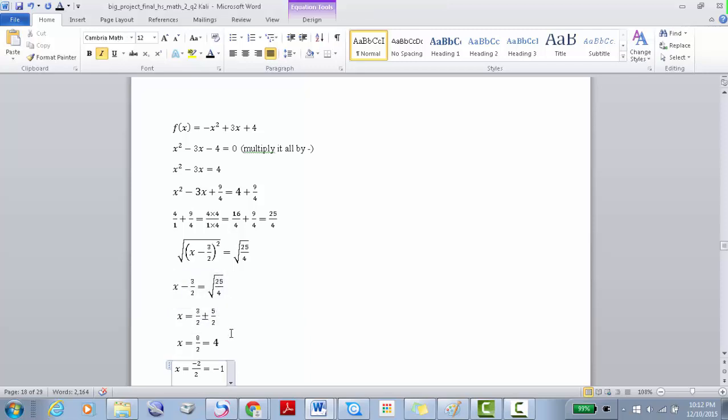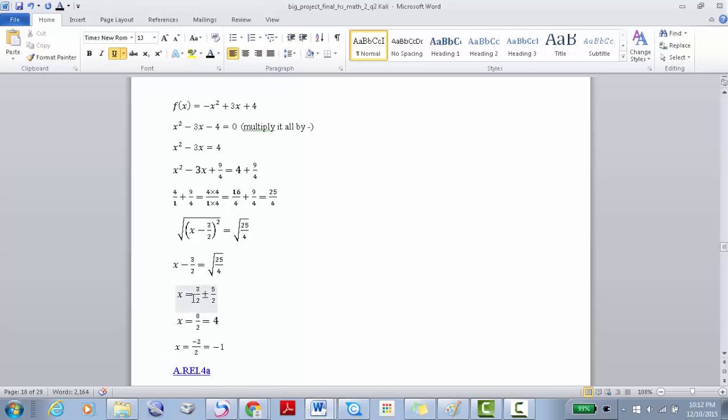So then we wrote x equals 3 over 2 plus minus 5 over 2. X equals 8 over 2, which is 4, and the other answer is negative 2 over 2, which is negative 1, after it's been simplified. So this is the answer when it's added, and this is the answer when it's subtracted.